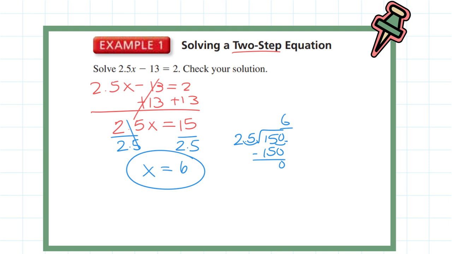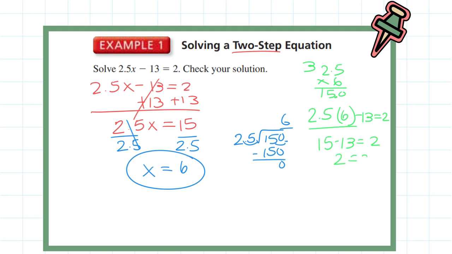Let's double check it. Substitute. So we have 2.5 times 6 minus 13 equals 2. Multiply 2.5 times 6: 30, 12, 15. I have only one decimal. So this here is 15 minus 13 equals 2. And 15 minus 13 is 2, equals 2. So our solution is correct.